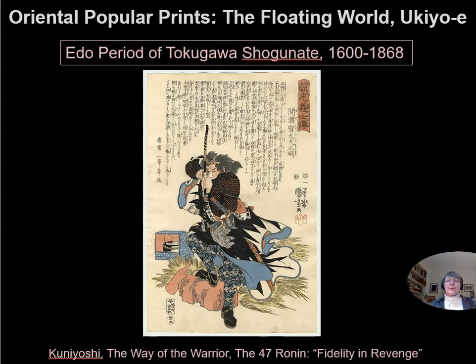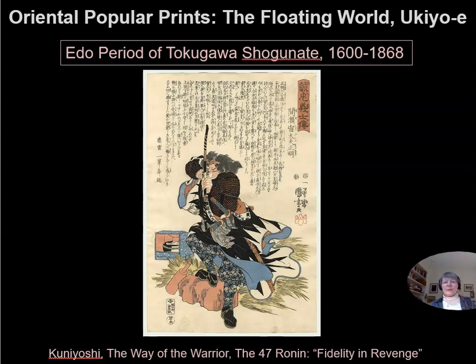Oriental popular prints, depictions of the floating world, or ukiyo-e, are particularly important in helping to shape modern art as it develops in Europe. So we're going to take a look first at Oriental popular prints before we go to Impressionism.